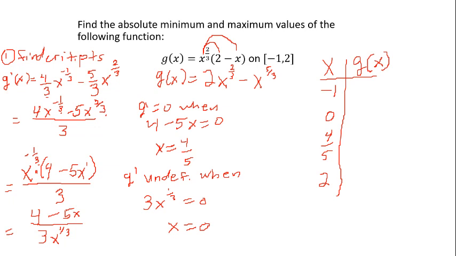So if you evaluate the original function at -1, you get a y-coordinate of 3. If you evaluate the original function at 0, you get 0. If you plug in 4/5, it's a decimal, so you get about 1.03. And if you plug 2 into the original function, you get 0.